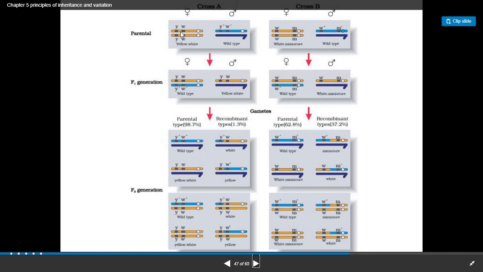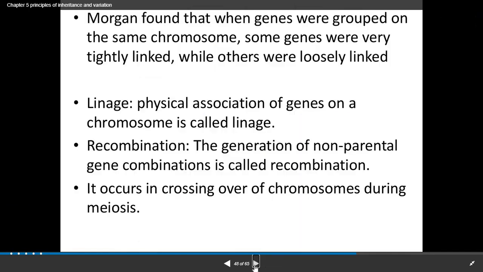This is the parental generation, shown in symbolic representation. This is the F1 generation as obtained, and this is the percentage of recombination, shown as 1.3% and here 37.2%. Here, students, you can note down, this is cross A and cross B, two different crosses, and the results are 1.3% recombination and 37.2% recombination. Here in the picture you can see the results of the F2 generation.